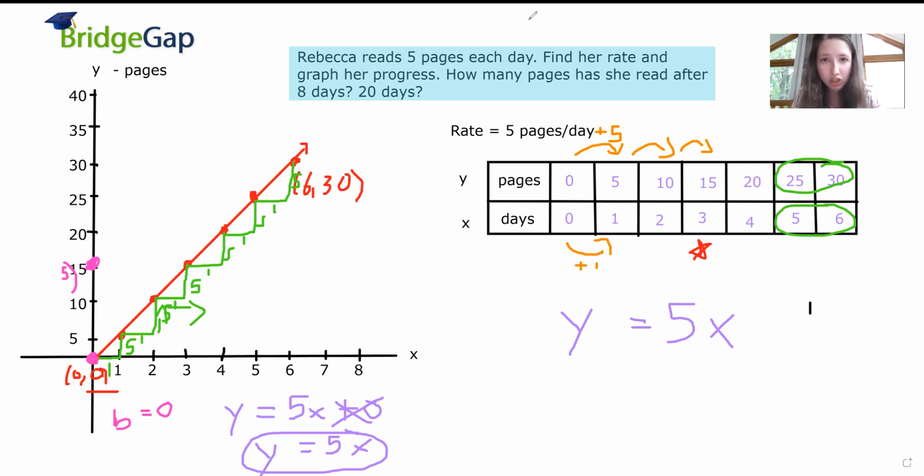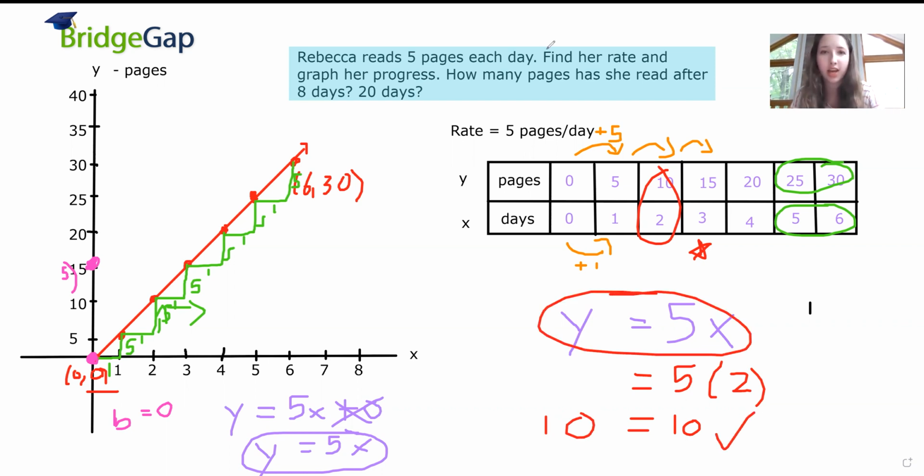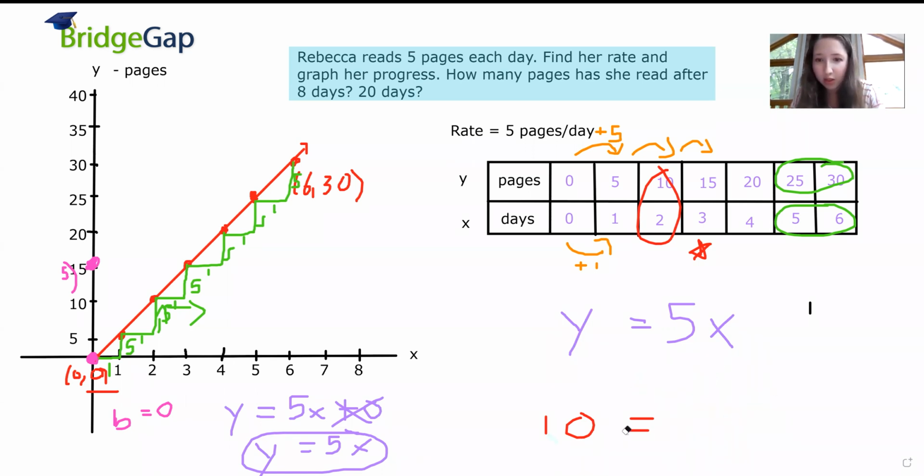So for example, let's choose 10 and 2. And we're just going to specifically look at the x. So we're going to test this by saying, okay, our x is 2 days. 5 times 2 is going to get us 10. And our y is in fact 10. 10 is equal to 10, that's correct. So we know this equation is going to work. And same thing for other points. You can do 5 times 6 is 30, 5 times 5 is 25. It gets our right answer.